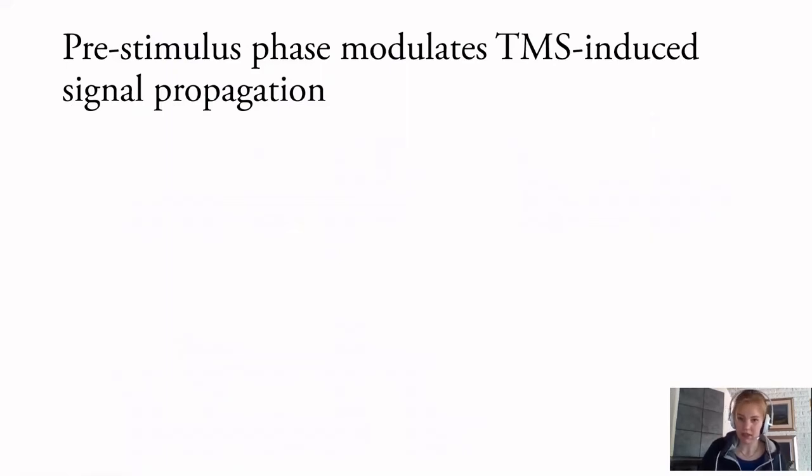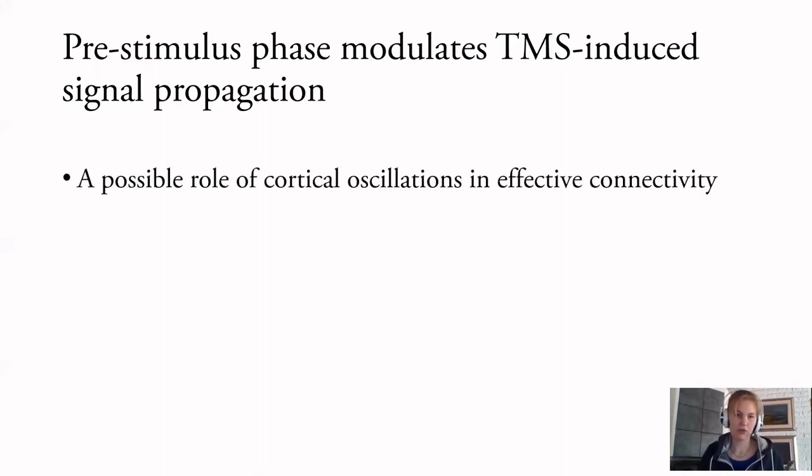So this seems to mean that the pre-stimulus phase modulates TMS-induced signal propagation, which means that the stimulated neuronal population prefers different connections based on the pre-stimulus local excitability. So there's a possible role of cortical oscillations in effective connectivity, which means that the cortical oscillations have extended roles past that of local excitability, and this also provides general further evidence on the influence of spontaneous cortical oscillations in shaping the neural responses to a TMS pulse.